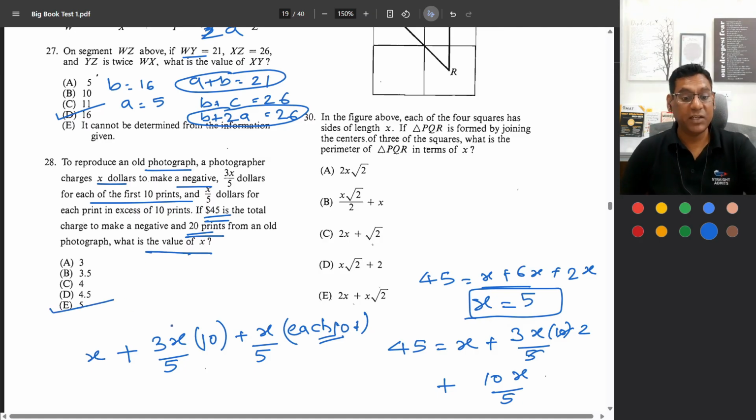Perfect. Always verify the question. Sometimes they may ask something else. What is the value of negative only, which is x? But what is the value of the first 10 prints? So that would be this. So always verify the question. The answer is going to be 5 here.